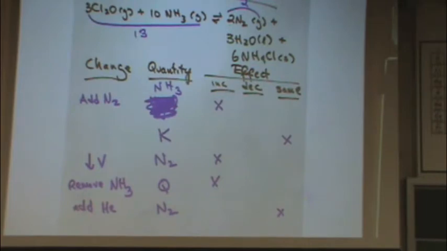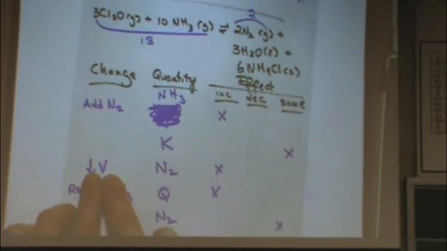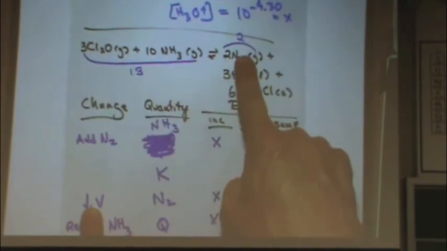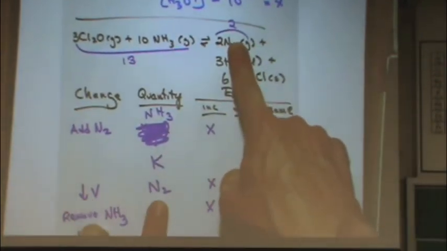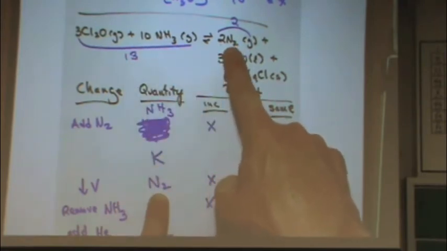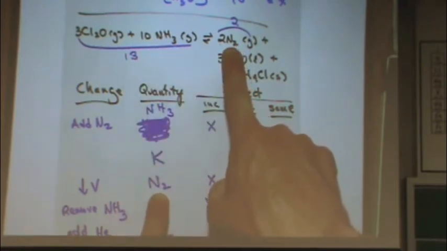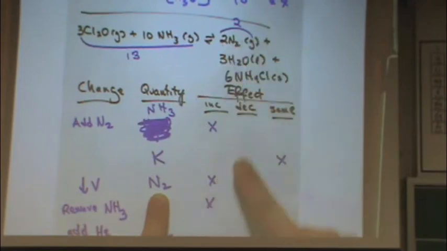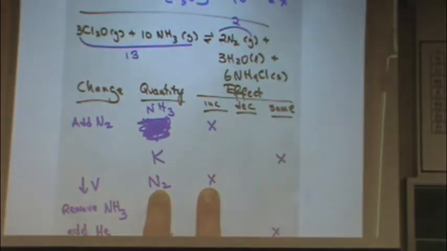So when there is a decrease in volume, the reaction will go to its smaller side to fit. So a decrease in volume will cause a shift to the right, to the smaller side. And if N2 is on that side, a shift to the right means we're generating more products. There's more products, then this will increase.